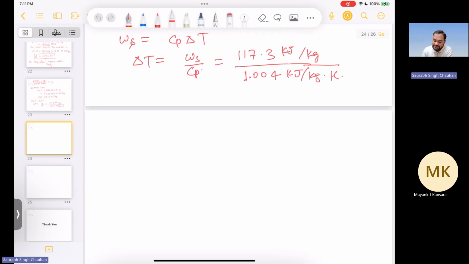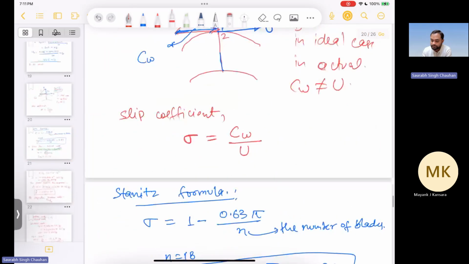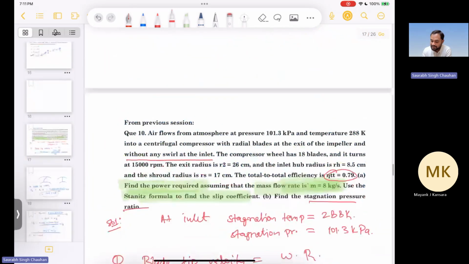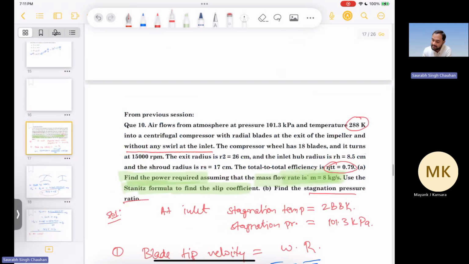Okay. So the temperature at exit will be the stagnation temperature at exit, T02. That will be equal to the temperature at inlet plus delta T. And at inlet, how much was this? This was given to be the atmospheric temperature. How much was the atmospheric temperature? This was 288 Kelvin.